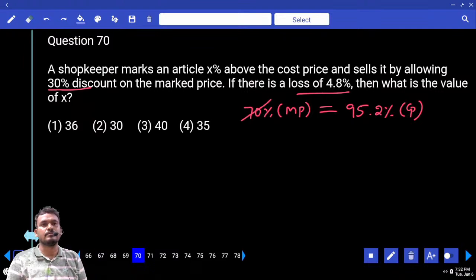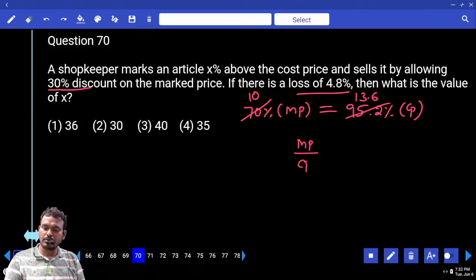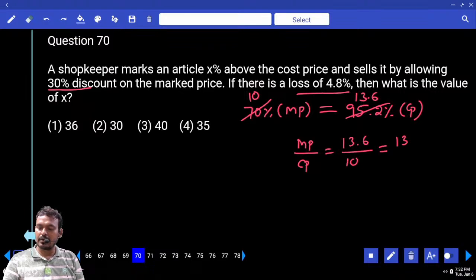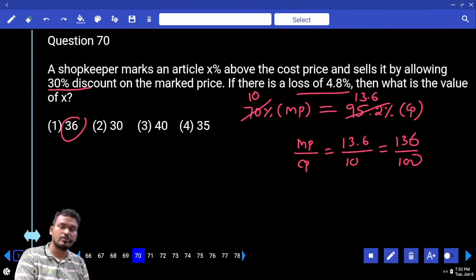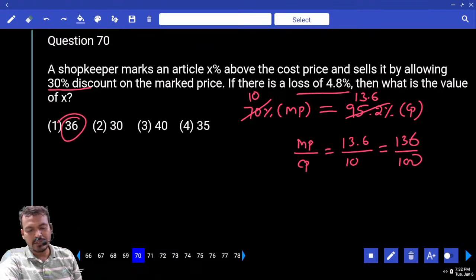14 how many times? 14 or 7? 7 how many times? 10 times. 7 how many times? 1, 3, 6 or not? 13.6. Market price by cost price equal to how much? 13.6 by 10 or not? This one we written 136 by 100 or not? How much percent are more? 36% more or not? Means X equal to how much? 36 or not? Above means 36% are above or not?